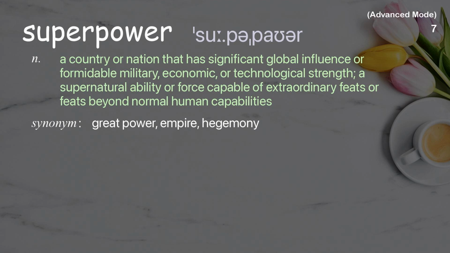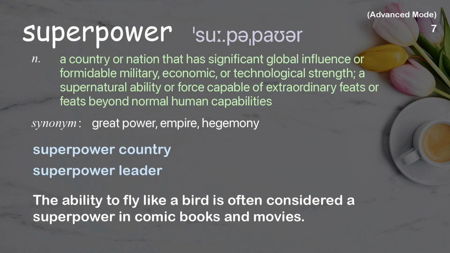Superpower. A country or nation that has significant global influence or formidable military, economic, or technological strength; a supernatural ability or force capable of extraordinary feats or feats beyond normal human capabilities. Examples. Superpower country. Superpower leader. The ability to fly like a bird is often considered a superpower in comic books and movies.